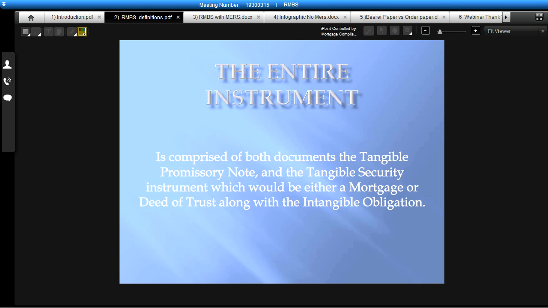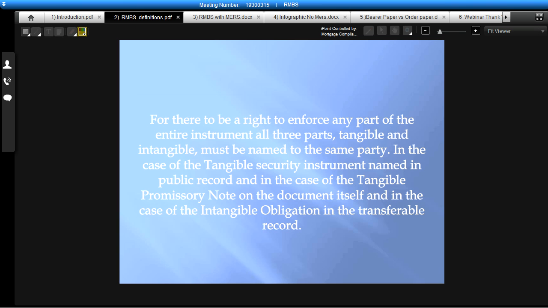For there to be a right to enforce any part of the entire instrument, all three parts, the tangible and the intangible, must be named to the same party. In the case of the tangible security instrument, named in public record, and in the case of the tangible promissory note on the document itself, and in the case of the intangible obligation in the transferable record.